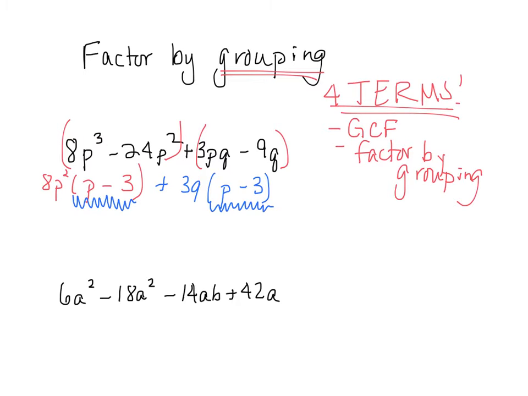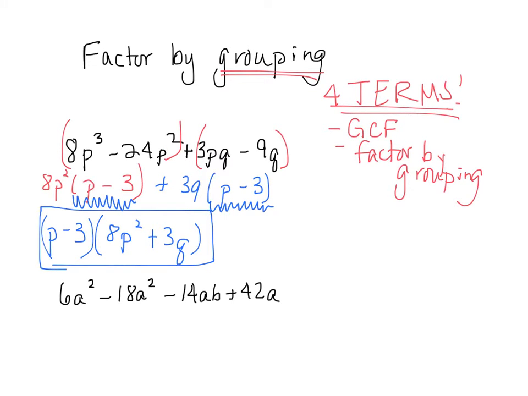Now if we look, the p minus 3's, the sets of parentheses, those are our new common term. That's our GCF. So we pull out what was in common, which happens to be what was inside the parentheses, and we write down what was left, 8p squared plus 3q. This is now my factored form.